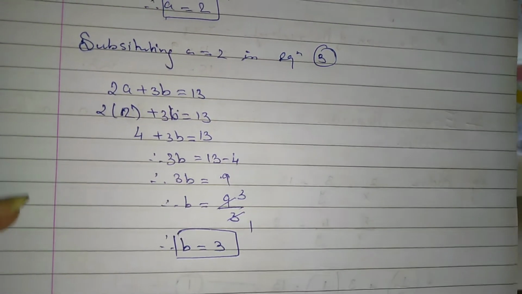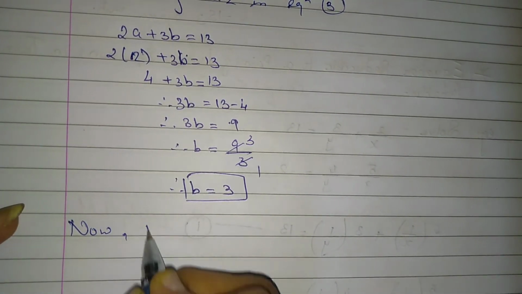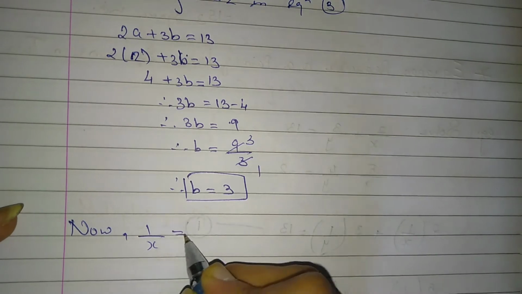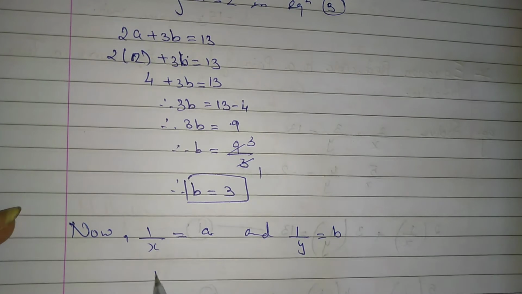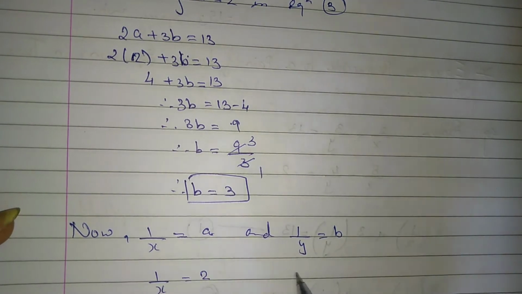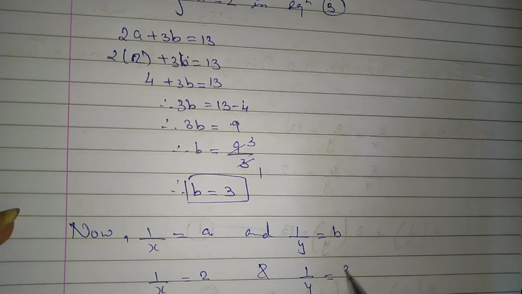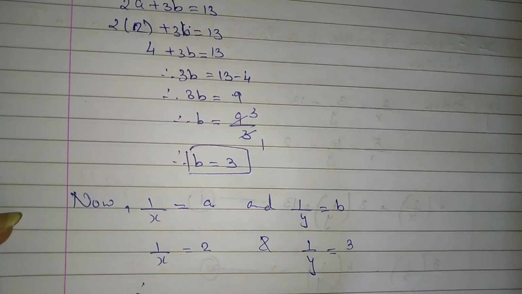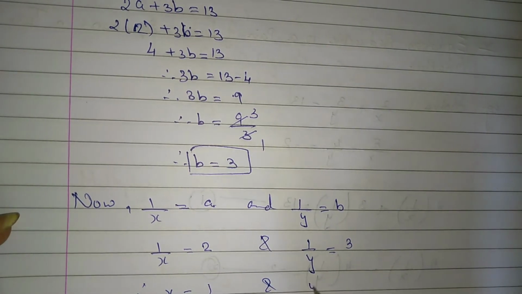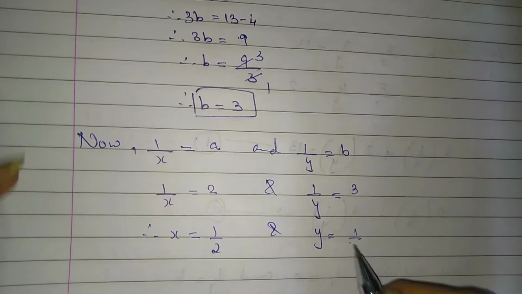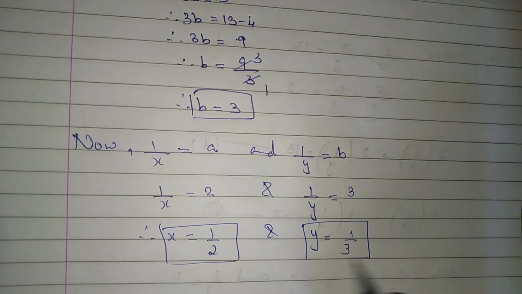Now we got the value of a and b. So we can find the values of x and y. 1 upon x equal to a and 1 upon y equal to b. So 1 upon x equal to 2 and 1 upon y equal to 3. Therefore x equal to 1 upon 2 and y equal to 1 upon 3. So we got the values of x and y.